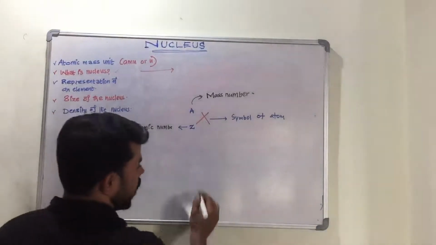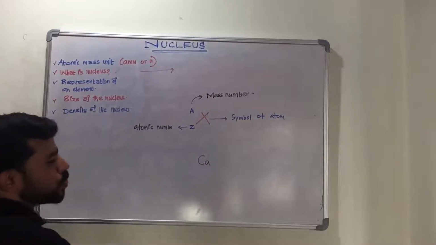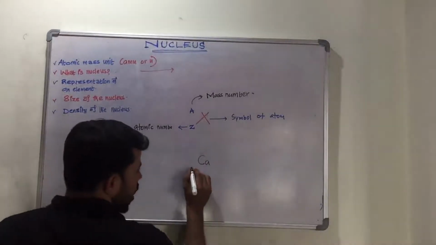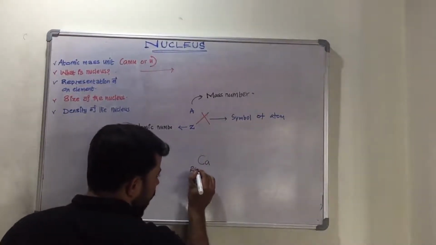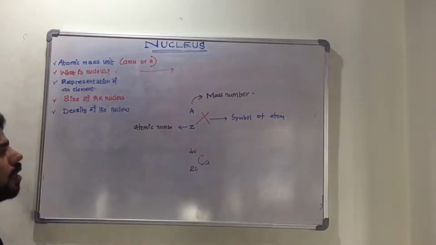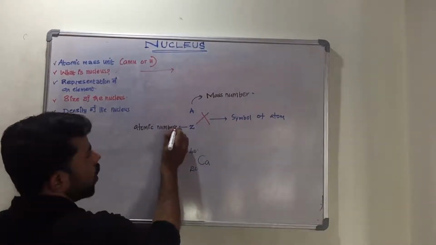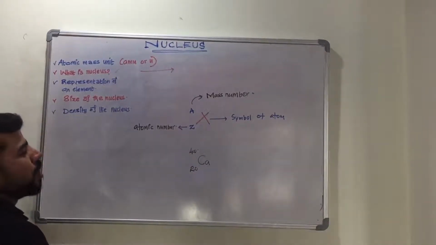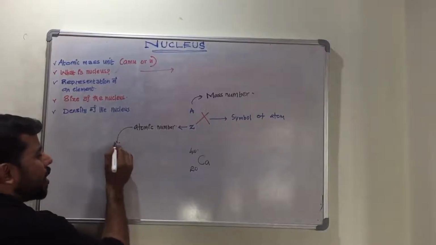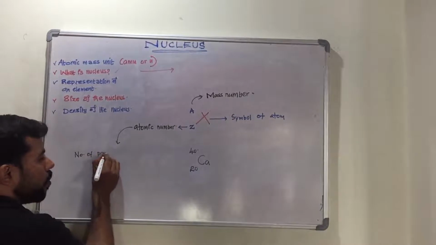Example: see, calcium, whose symbol is Ca. Its atomic number is 20 and its mass number is 40. Okay, then there is certain information from this data. Atomic number is actually the number of protons.